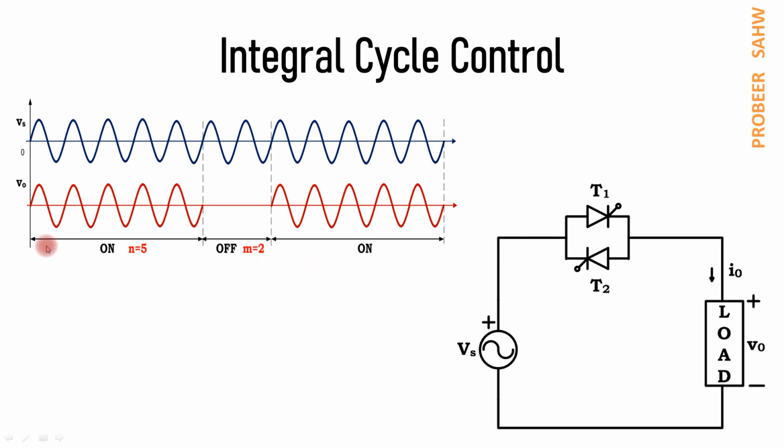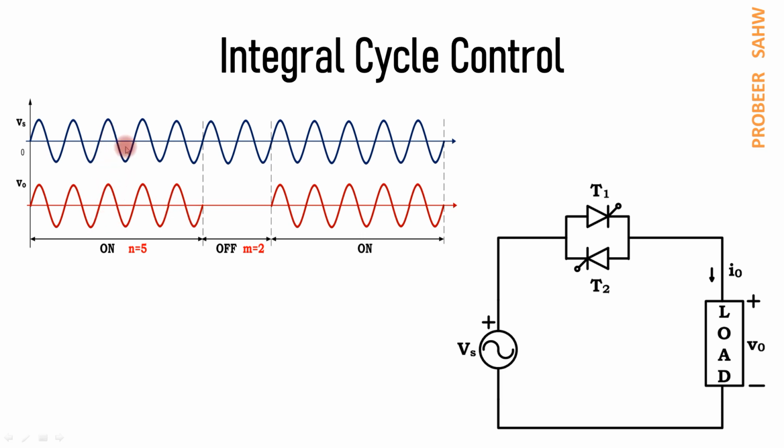And we can see, if we consider these 7 cycles of supply, that the output voltage will be different from that of the supply voltage, because in a total of 7 cycles of the supply, only 5 cycles of output are available. Therefore, the output voltage will be different from the supply voltage. So there is a change in the voltage of the AC signal, but there is no change in the frequency.